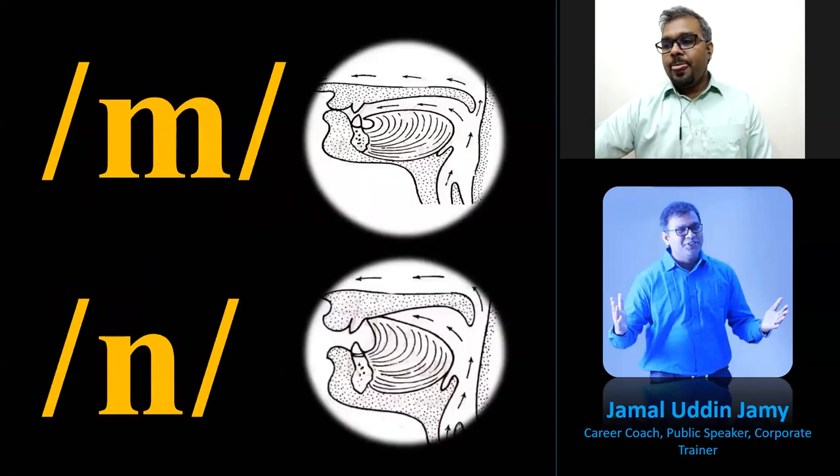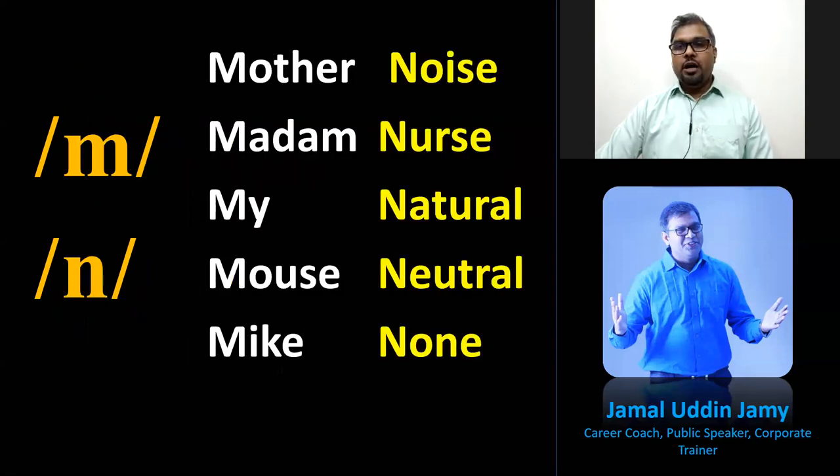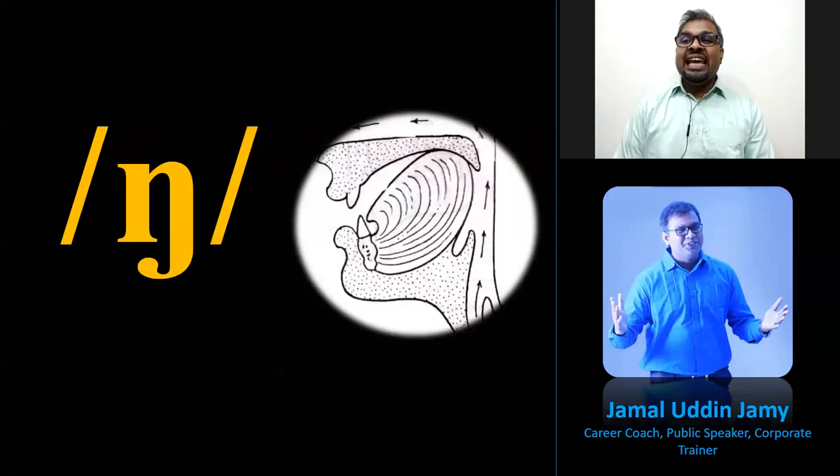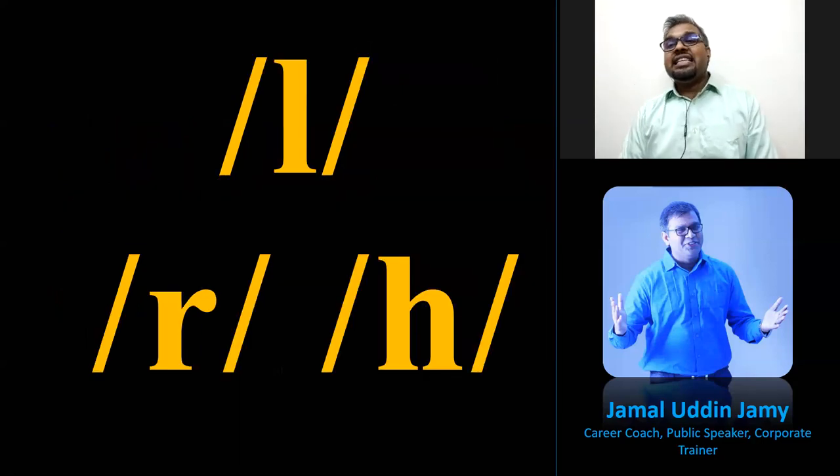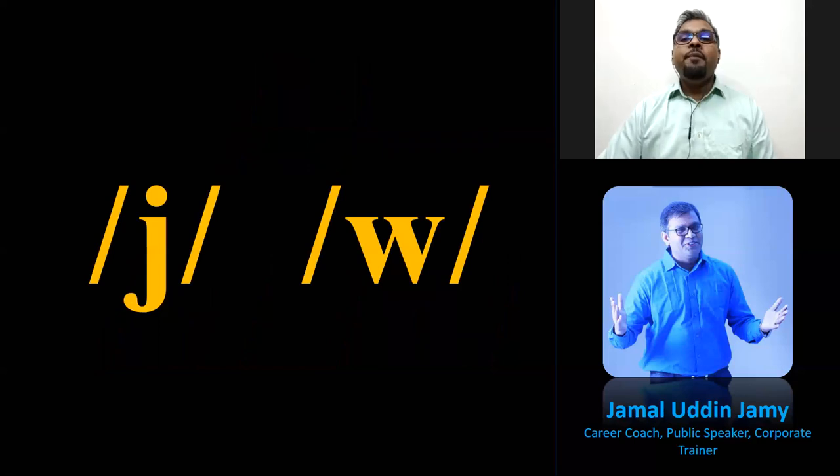Okay, let's move on. Ma, na, see the place of articulation. Practice with some examples: mother, madam, my, mouse, mic, noise, nurse, natural, neutral, none. Ing, sing is king. See, the back part of your tongue will touch your soft palate. La, ra, ha.